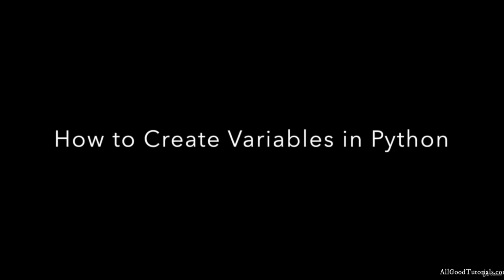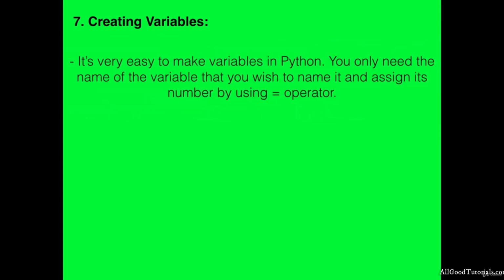How to create variables in Python. It's very easy to make variables in Python. You only need the name of the variable that you wish to name and assign its number by using the equal operator. Let's see how.